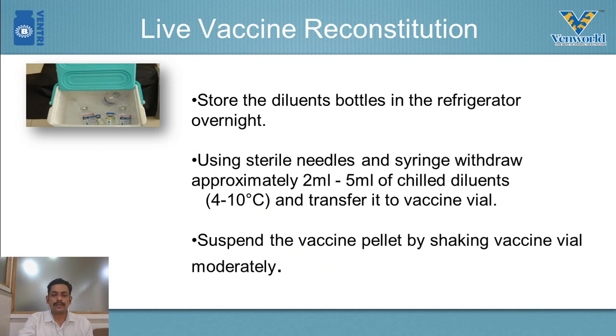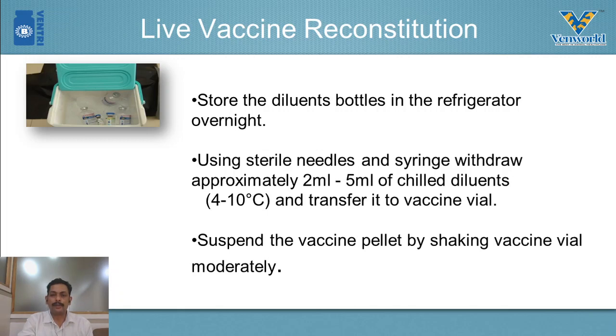So before starting the vaccination, the reconstitution or mixing of these live vaccines with the diluent is a very, very important step. For that purpose, store the diluent bottles refrigerated overnight. Using sterile needles and syringe, we withdraw approximately 2 ml to 5 ml of chilled diluent and transfer it to the vaccine vial. So this is one step.